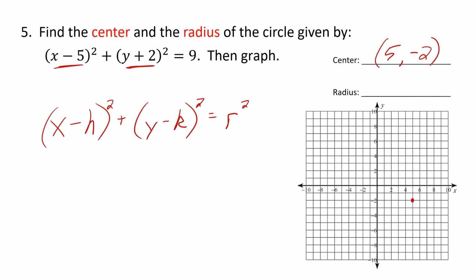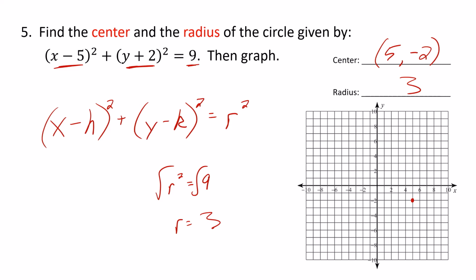Our radius, on the other hand, is going to be whatever this last number is. So technically it's r squared would equal then that 9. So to solve for r, each time I would just take the square root of that number, which in this problem actually is a nice perfect square, 3.